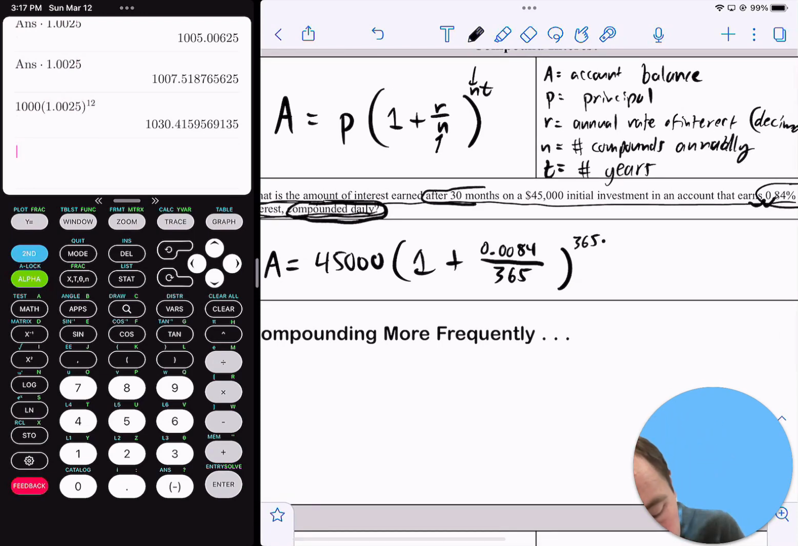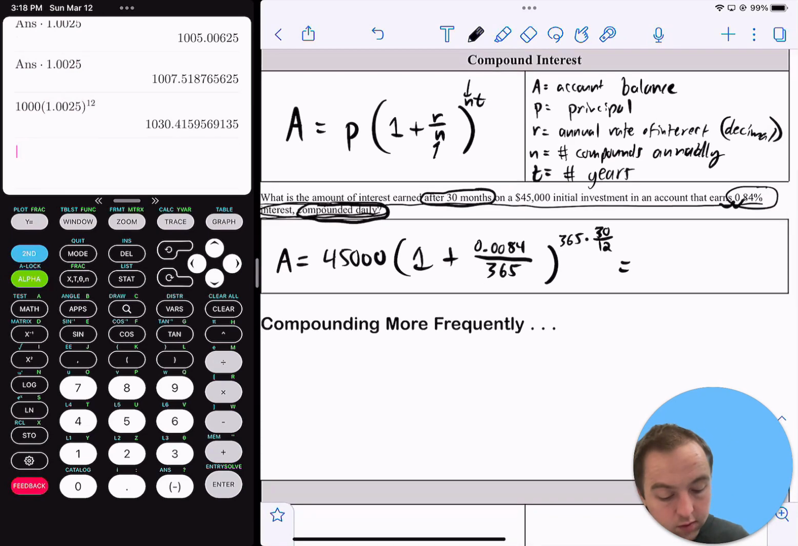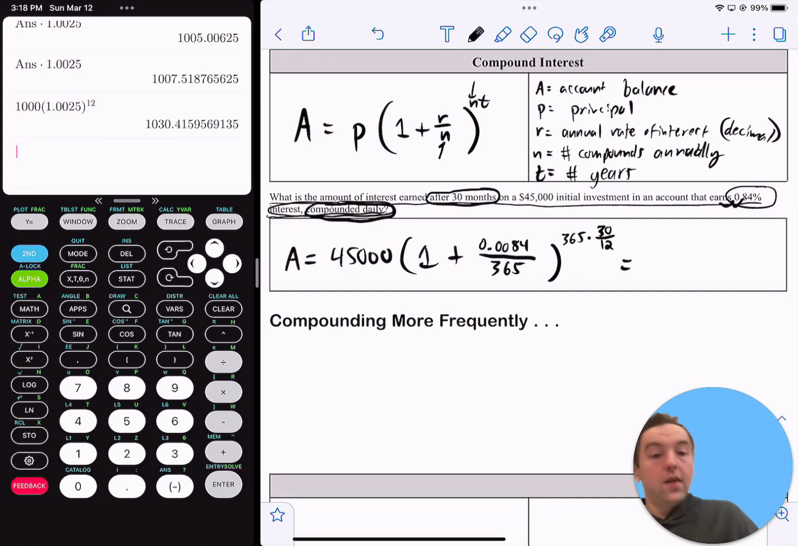So we want to know the amount after 30 months' time. So we would need to convert 30 months into years. So since there are 12 months in a year, we would write that as 30/12. It does simplify to 2.5 since 30 months is 2.5 years. But ultimately, this is just something that you could type in a calculator and then know how much you're going to have in your account at that time. So I'm going to type that in right here.